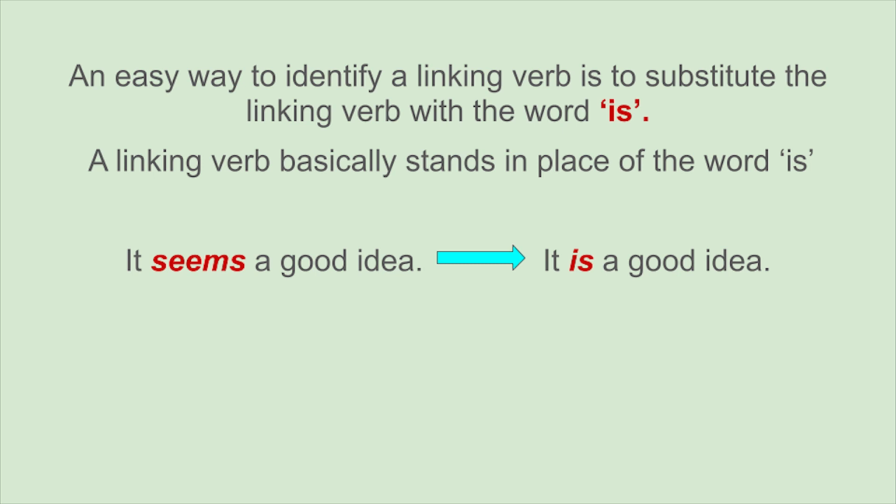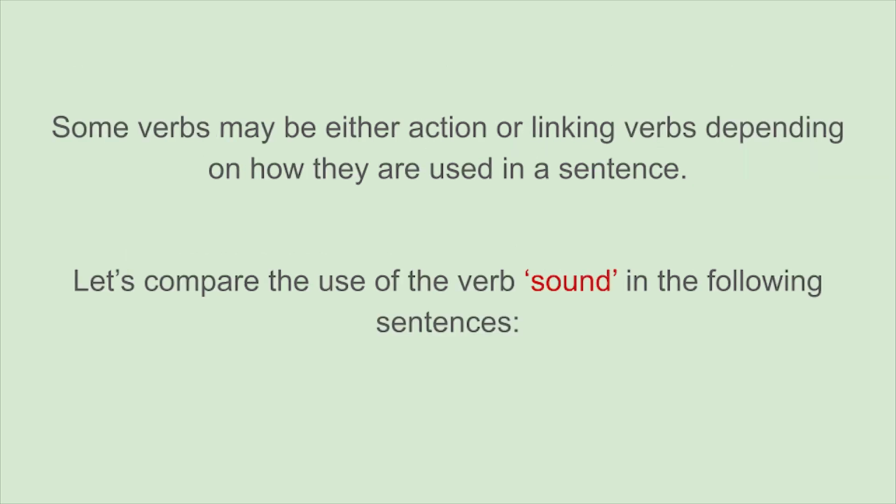An easy way to identify a linking verb is to substitute the linking verb with the word is. A linking verb basically stands in place of the word is. So if we say, it seems a good idea, we could also say, it is a good idea. Please note, however, that some verbs may be either an action verb or a linking verb, depending on how it is used in a sentence.